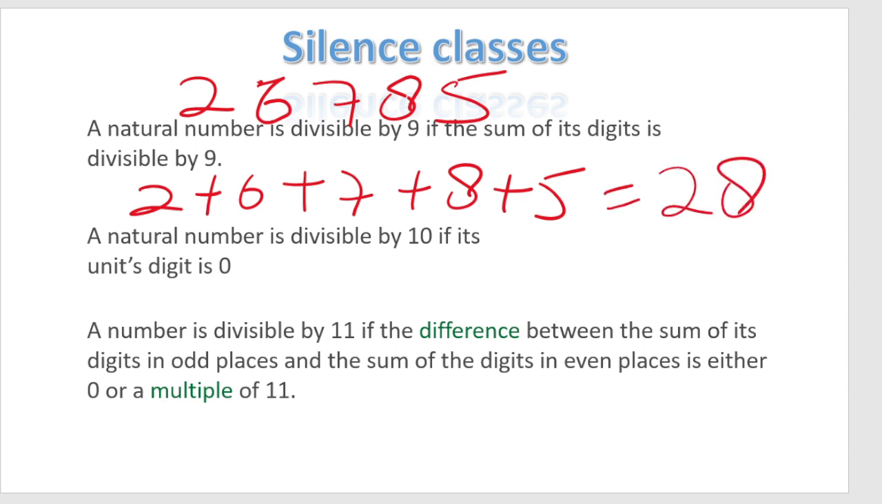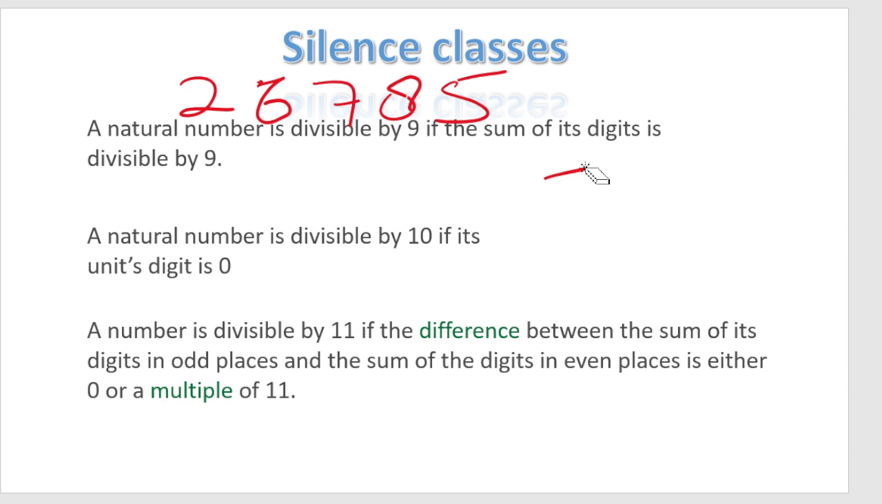Is 28 divisible by 9? No, 28 is not divisible by 9. So we can say this number, 26785, is not divisible by 9. We can straight away write it down that 2678 is not divisible by 9. So like the divisibility rule of 3, we have to do it for 9 as well.